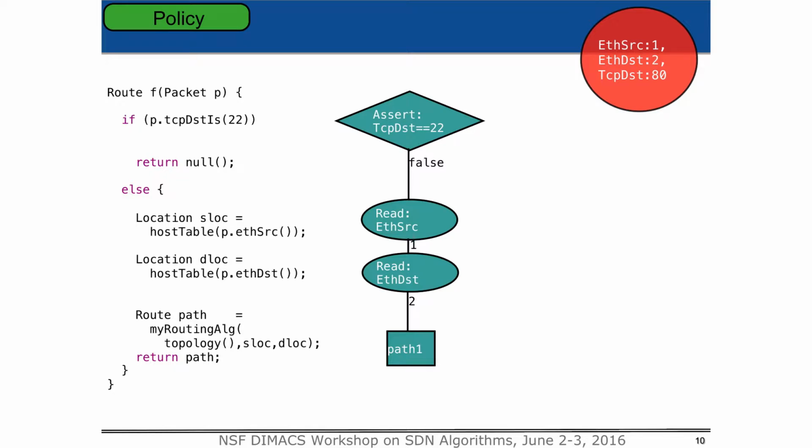We use this example to illustrate our tracing method. Suppose this is still the same code shown for the example AP in the previous slides. Suppose a packet with source MAC 1, destination MAC 2, and TCP destination 80 enters the network. We will first check the assertion whether the TCP destination is 22. Because in this case 80 is not 22, we go to the false branch, and get the source MAC and destination MAC. And eventually using this pair, we compute the corresponding path. And this is the trace for this packet when executing this routing function f.